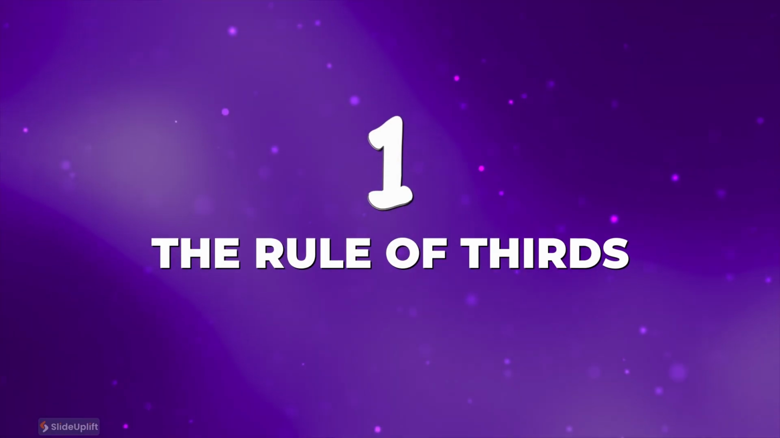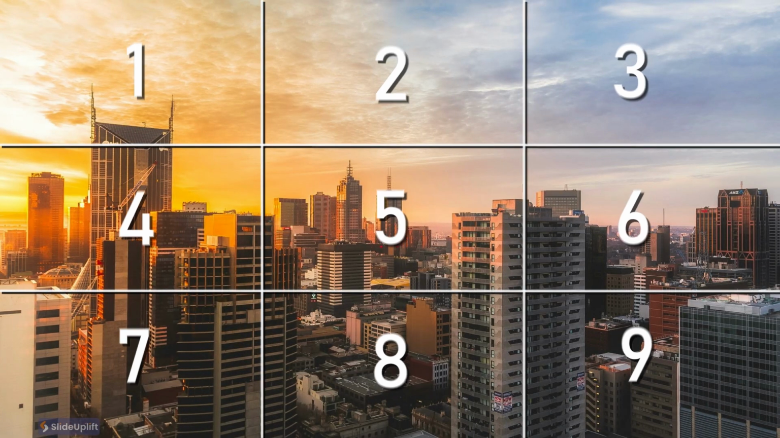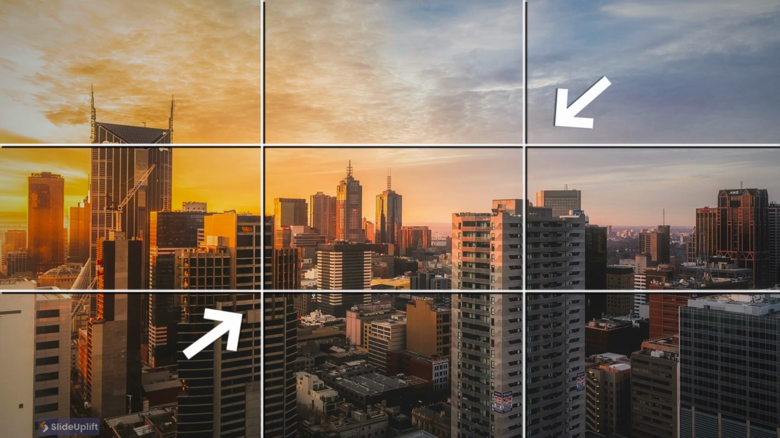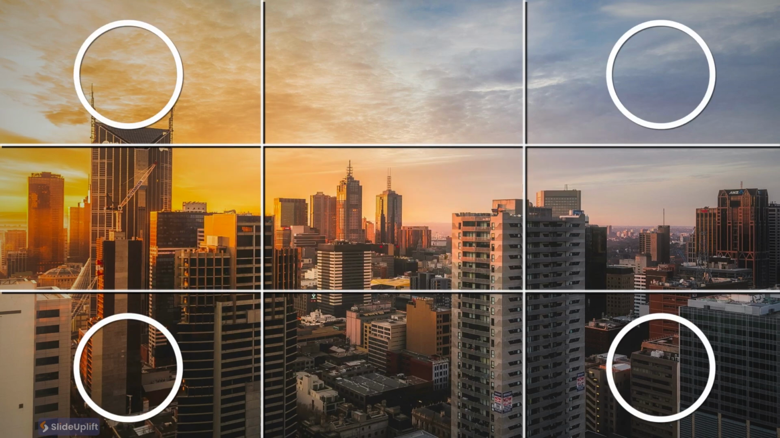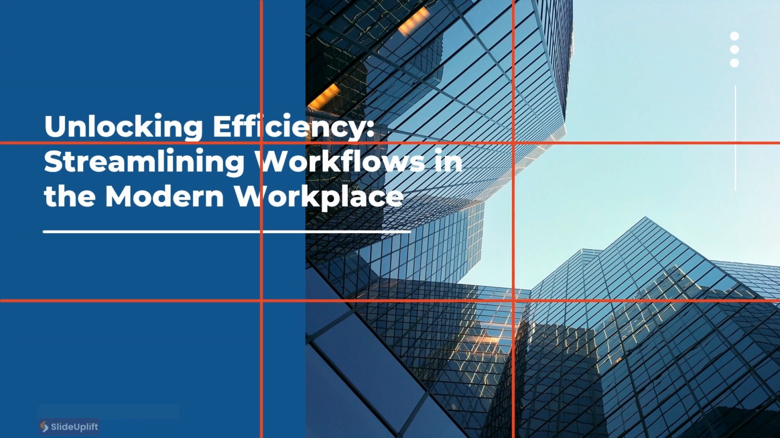The rule of thirds. Imagine dividing your slide into a tic-tac-toe board with 9 equal squares. The rule of thirds positions key information along the intersecting lines or at the 4 corner points. This creates a natural tension and guides the audience's eye around the slide.